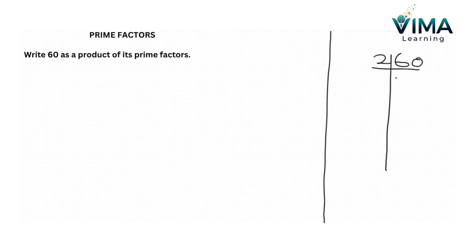2 into 60, we have 30. Now, we can still use 2 because 30 can be divided by 2 without any remainder. So when we use 2 into 30, we have 15. Now, at this point, we can no longer use 2 because 15 divided by 2 will give us a remainder. So we have to look at the next prime number, and the next prime number is 3.